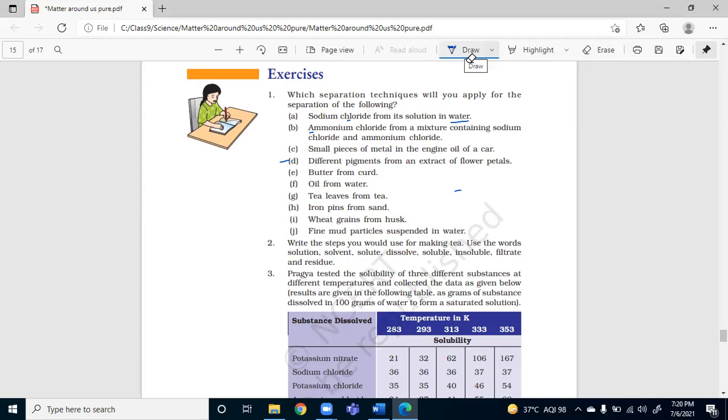So see, we have used solution, solvent, solute, dissolve. You can say sugar is getting dissolved in milk. Soluble, solvent, solute is sugar. The insoluble one is tea leaves. Filtrate is whatever is obtained after straining. Residue is the tea leaves. So depending upon your creativity, you can just take all these words in your answer.